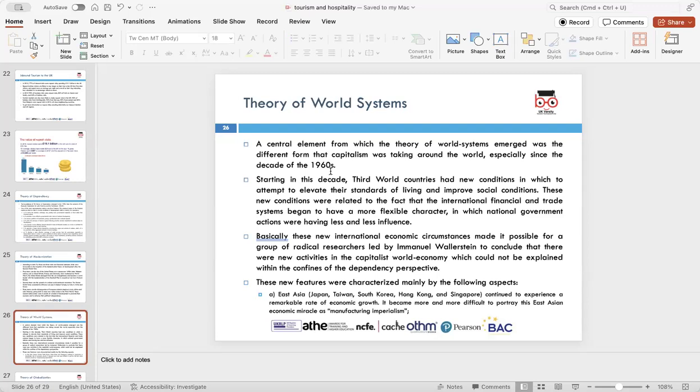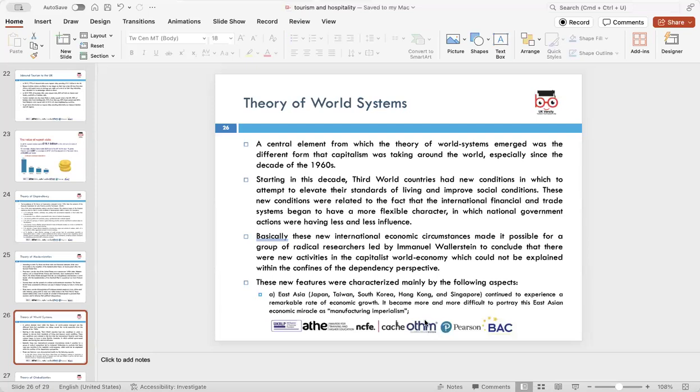World system theory, proposed by Immanuel Wallerstein and his colleagues, examines how capitalism operates on a global scale. A prominent aspect of this theory is the economic success of East Asian countries, including Japan, Taiwan, South Korea, Hong Kong, and Singapore, which achieved substantial growth rates during this period.